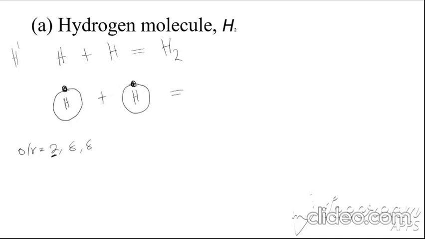So these two will bond and start sharing electrons, and hence it will look like this. This is hydrogen, another hydrogen, and the electrons will be like that. As simple as that. So this is the hydrogen molecule. That's how we're supposed to do it.